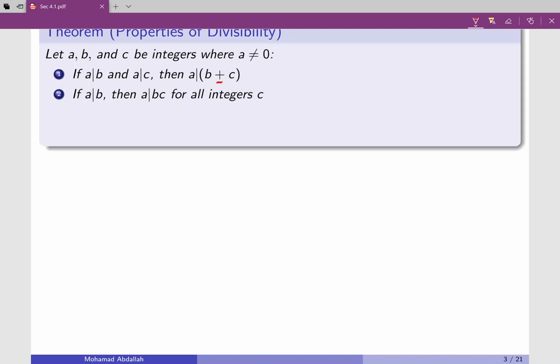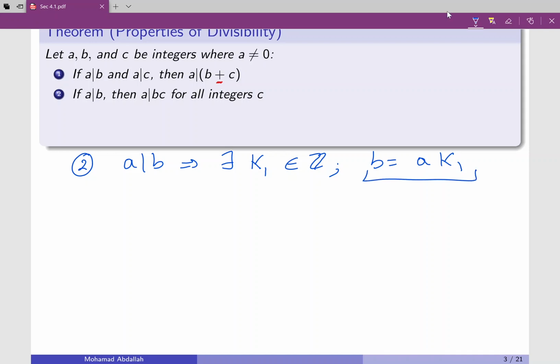Here's another one. If A divides B, then A divides B times C for all integers C. So we try to do the same thing, starting from the definition. So here is the proof of 2. When I say A divides B, that means there exists K1 in Z such that B is equal to A multiplied by K1. Now I want to show that A divides BC. I'm looking at this equation. I want to get BC, so the easiest thing to do is multiply by C on each side. So then B multiplied by C is equal to A K1 multiplied by C.